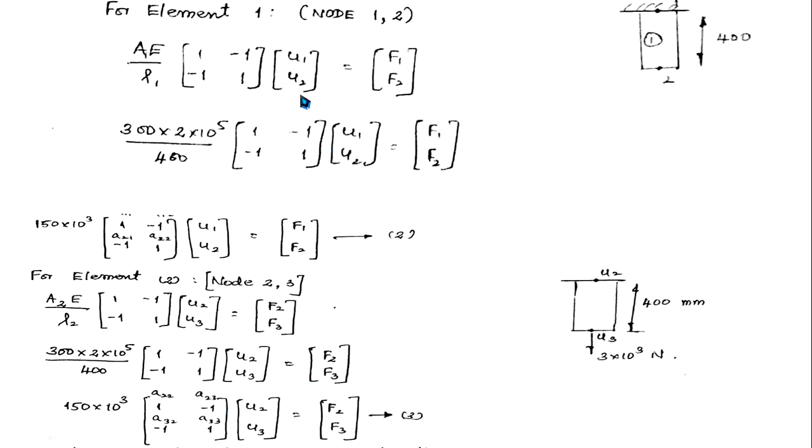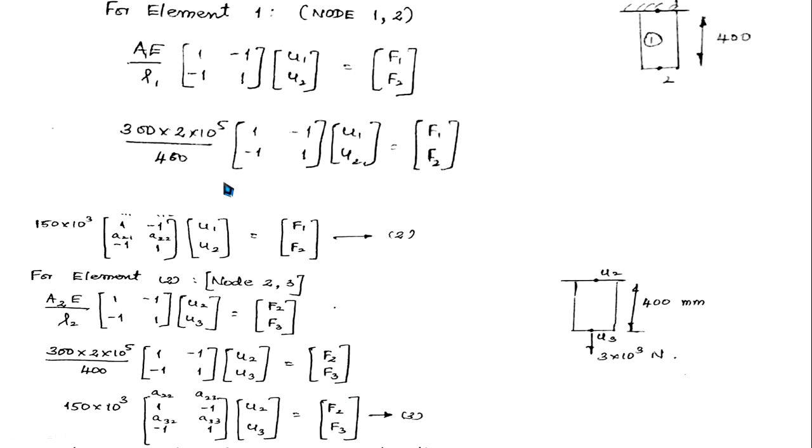But now we come to the U matrix. This is your first element. In the first element, two nodes are involved, node 1 and node 2, hence you will have U1, U2. Also the force matrix is involved, so you have F1, F2 for element 1. Similarly, for element 2, you have nodes 2 and 3. Therefore your U matrix will be U2, U3, and similarly the force matrix will be F2, F3.